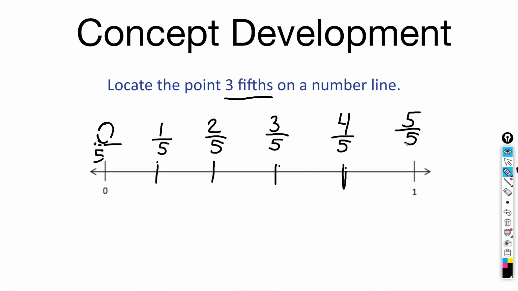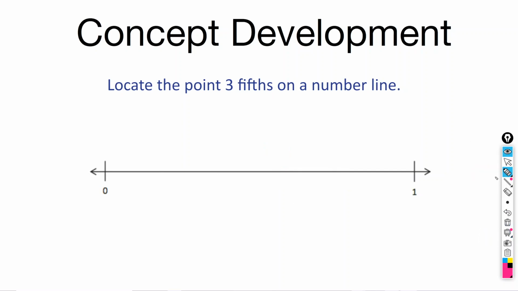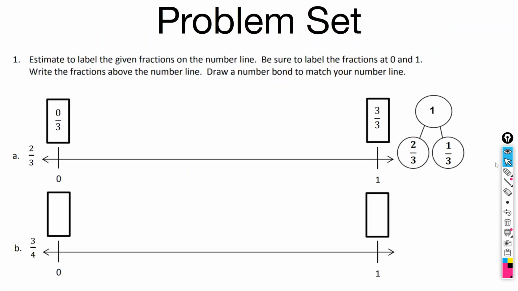Now we need to locate the point 3/5. Well, right here is 3/5. I'm going to go ahead and put a point, and that is where 3/5 is on my number line. Go ahead and erase your whiteboard. Get out your problem set. We're going to work through this together.